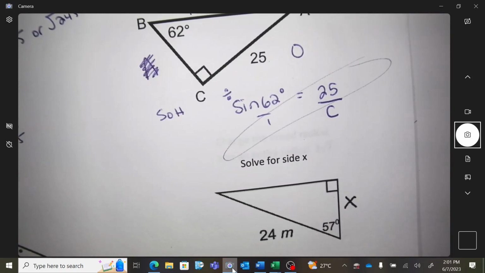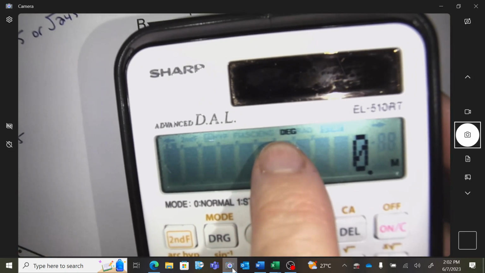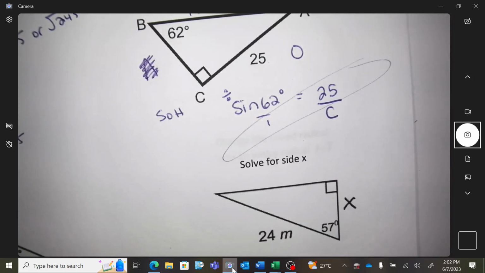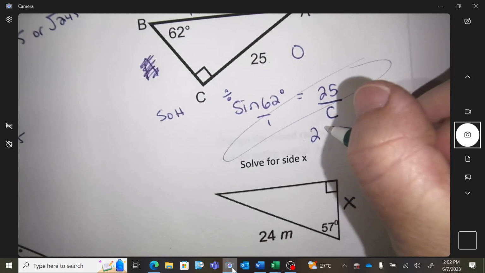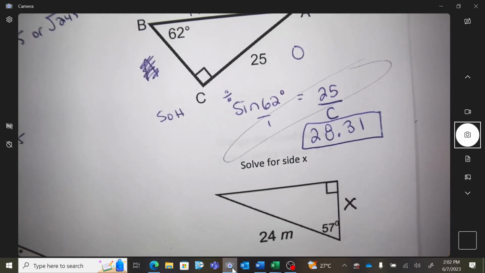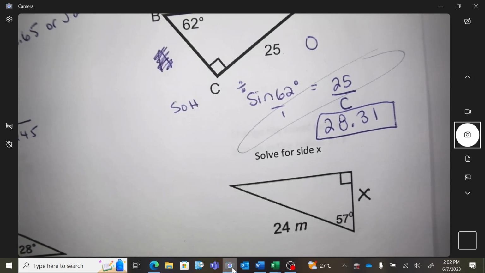I will try to remind you on your exam, this is critical that your calculator is in degrees at the top. If you're in something else, you're going to get them all wrong. How did we do with an answer? 28.31?